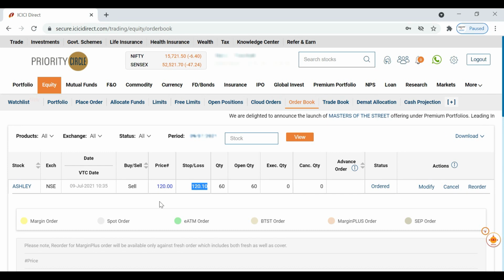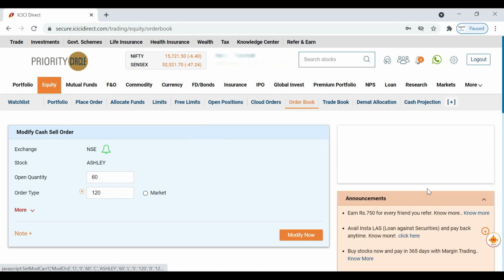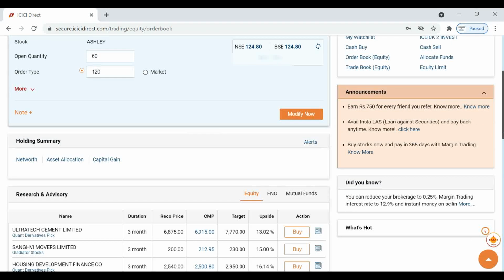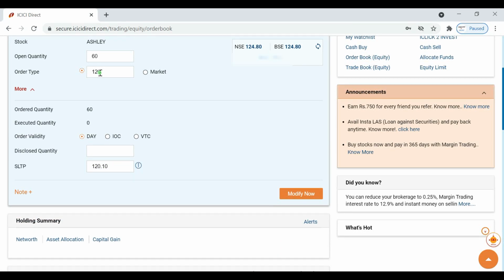If you want to modify this order, you can go to the modify option in the normal way. Here if you want to change the price, you can change it, like if you want to keep the stop loss at 121, and 121.1 for the trigger. One thing to note: if you are keeping the limit price lower than the current market price, the stop loss trigger price should be higher than whatever limit price you keep here. So I am keeping 121 here, and 121.1 here. Now we can give modify.